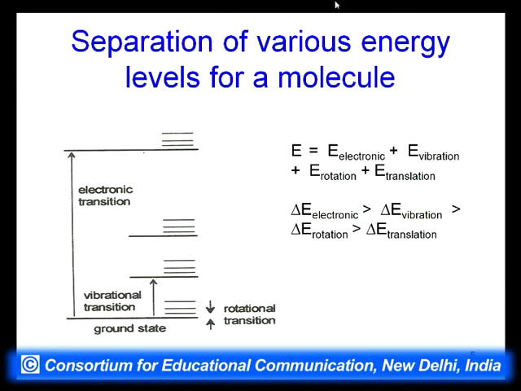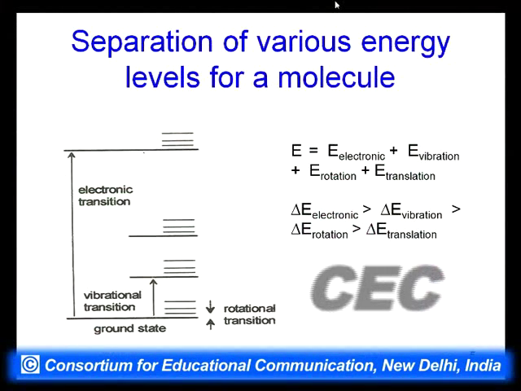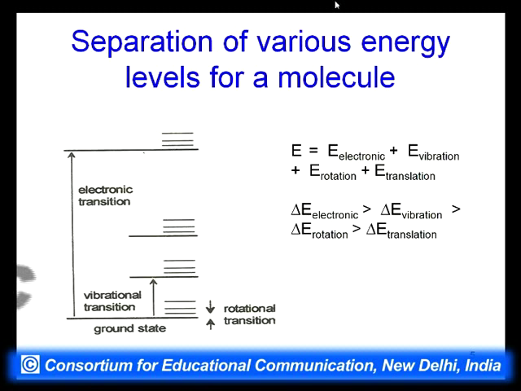Each electronic state, for example, you have a ground state, the lower energy state, and the excited state, which is an excited electronic state. Each one of them has its own vibrational energy levels. So while an electronic transition takes place, a vibrational transition is also possible. Each vibrational level also has its own rotational energy levels because they have smaller spacing, and the total energy is given by electronic energy plus vibrational energy plus rotational energy plus translational energy.